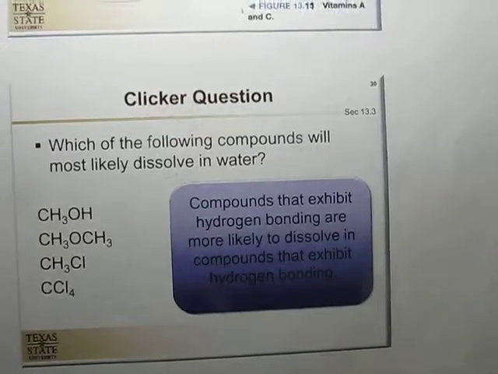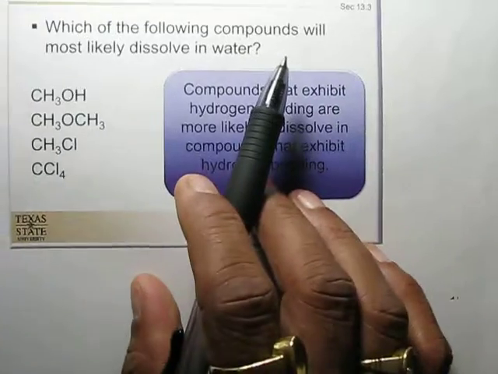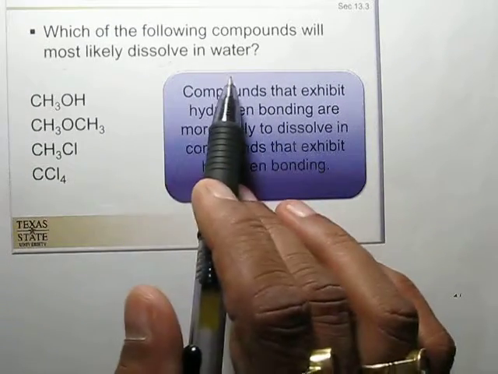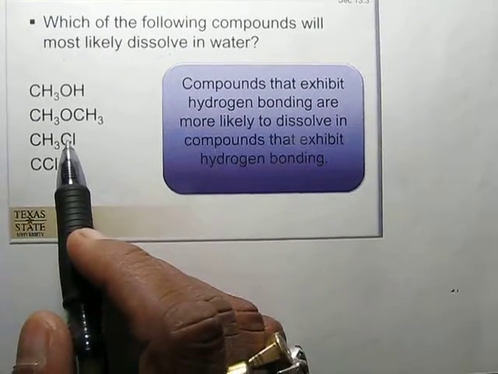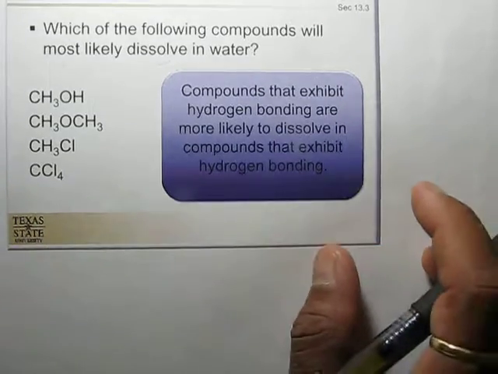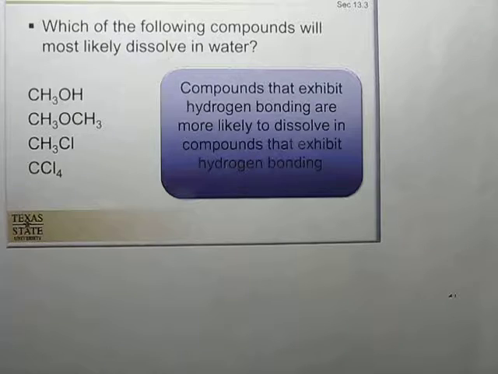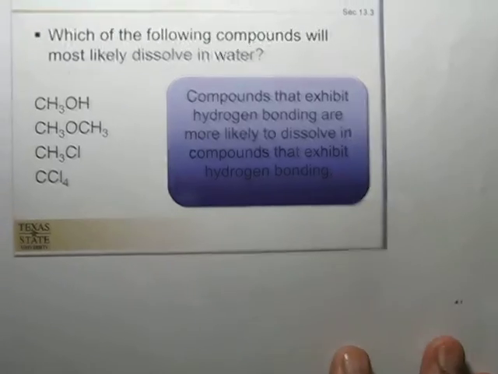So let's see one example in this case. Which one of the following compounds will mostly be dissolved in water? You can think about it for this question: methanol, ether, methyl chloride, and carbon tetrachloride. Which compound will dissolve more in the water? You have to remember that solubility rule, like dissolves like, and you can find out which compound is more water soluble or polar, that will dissolve.